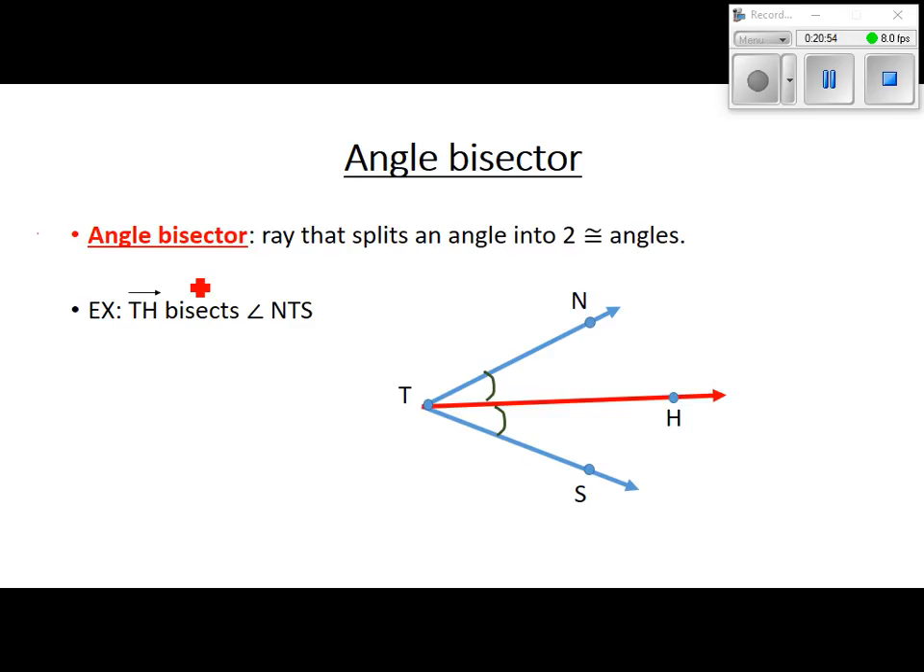So an angle bisector. What's an angle bisector again? Right, that splits an angle into two congruent angles. Tell me the two congruent angles in this picture. Angle NTH.